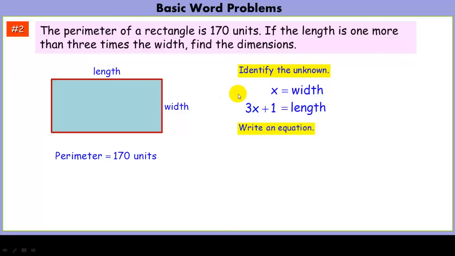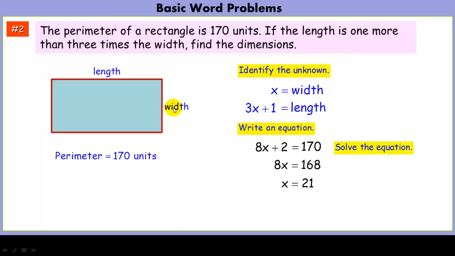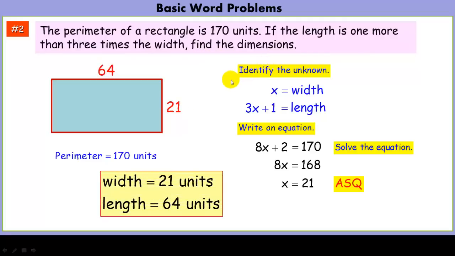So now I have all my important information, writing an equation. Remember, we have to add up all 4 of the sides. 8x plus 2 equals 170. Now we just solve it. Subtract 2, divide by 8. The width is 21, but I would need to answer the question. We need to find the dimensions. Finding the dimensions means both sides. Raise your hand if you got the dimensions of 21 and 64 units.